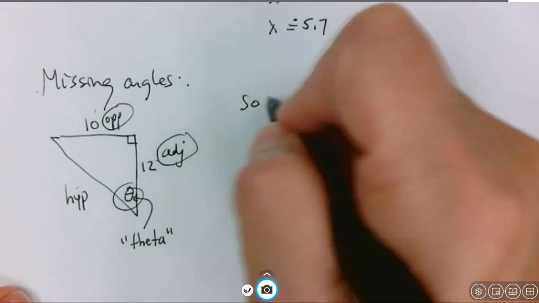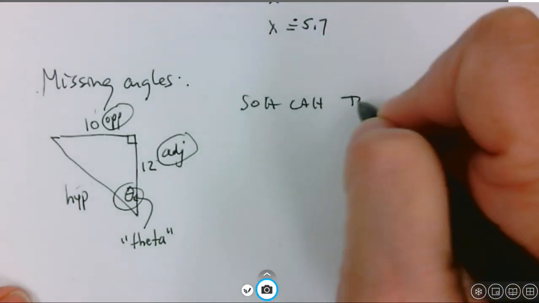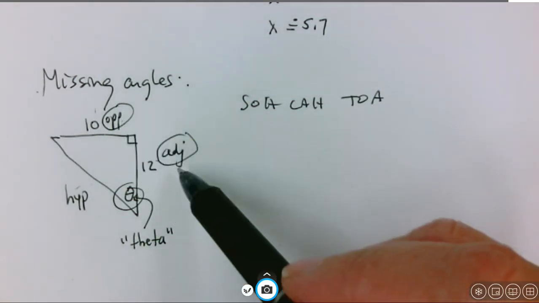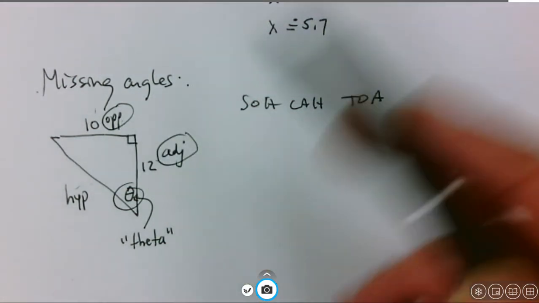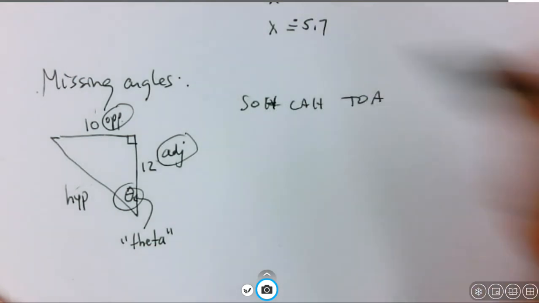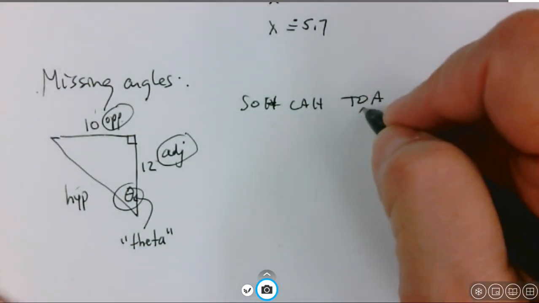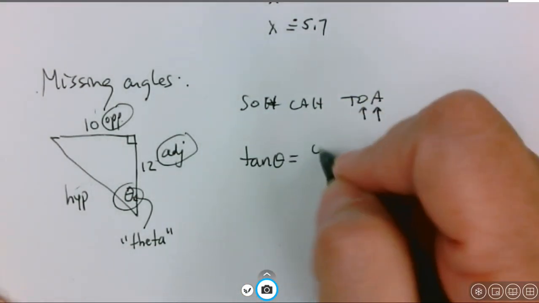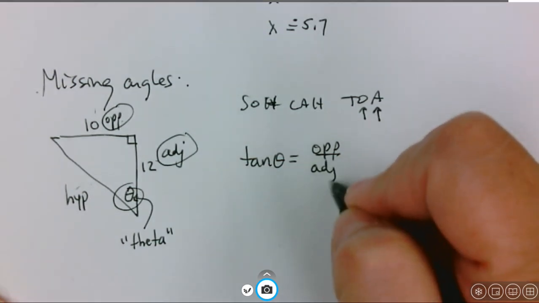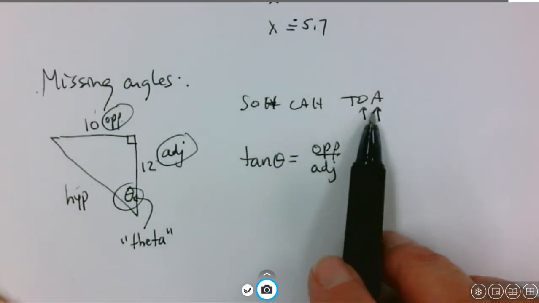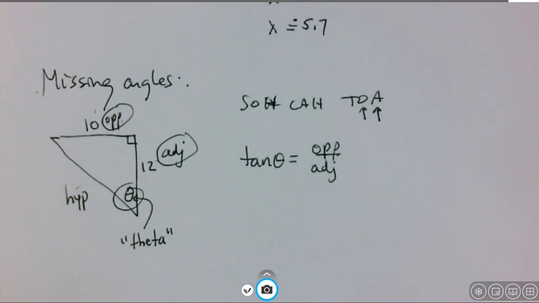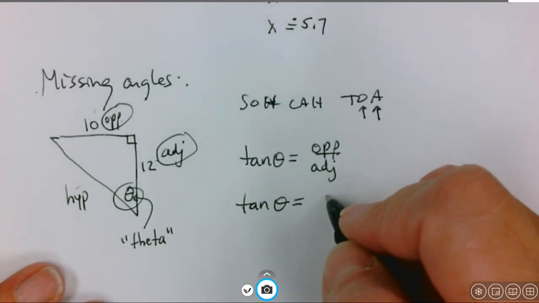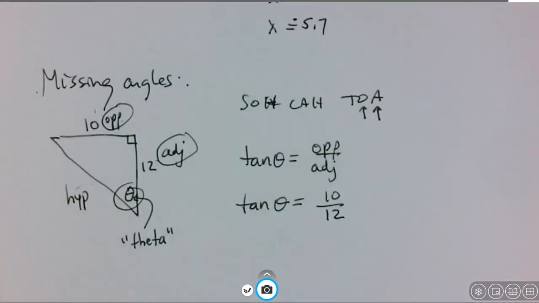So I'm going to write SOHCAHTOA again, and I'm going to choose one of the three: sine, cosine, or tan. I see that I have opposite and adjacent, and I don't have hypotenuse. So I can't use sine, I can't use cosine, I have to use tan. Tan theta is equal to opposite over adjacent, right from SOHCAHTOA. Tan is opposite divided by adjacent. Now I can put in my numbers. Tan theta equals 10 over 12.